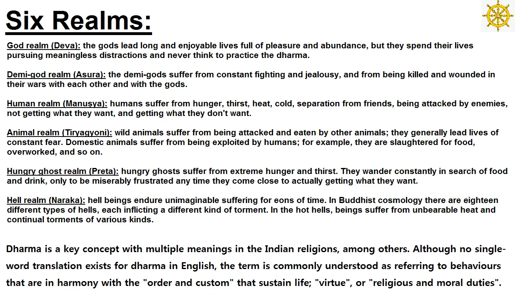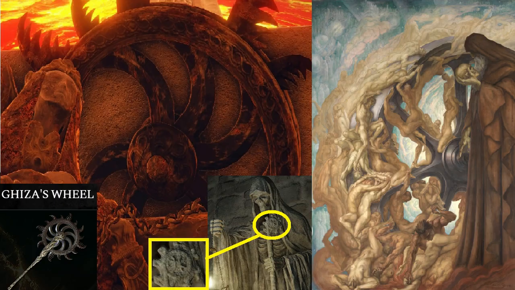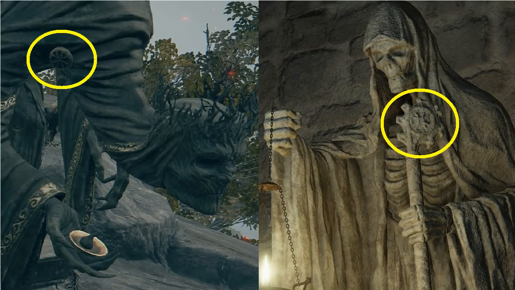Above the wheel is an image of the moon. The moon represents liberation from the sufferings of samsara. Inquisitor Giza's wheel is symbolically connected to the wheel of life. As the wheel spins, it causes severe pain and blood loss. Again, Volcano Manor was both a place of life and death. The wheel is also present on the statues related to the catacombs.